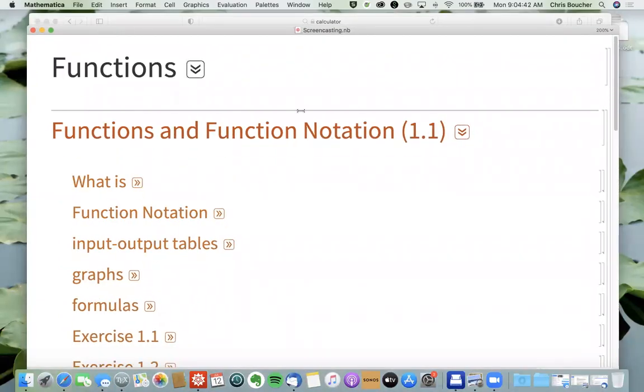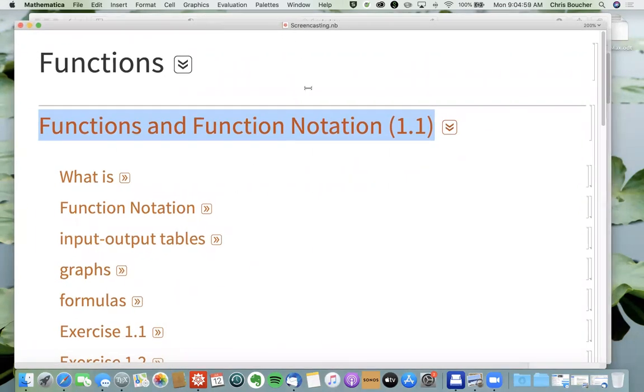Okay, so this is a short screencast about the beginning of the material in pre-calculus. Today, we'll try to cover certainly the first section and some of the second section in chapter 1 as well. So pre-calculus is, as the name suggests, the precursor to calculus.